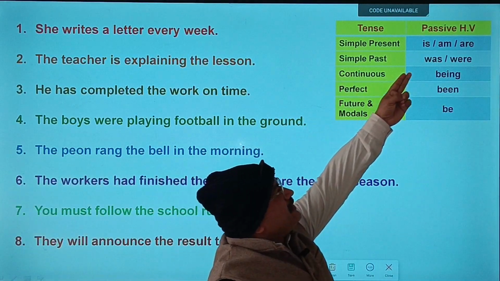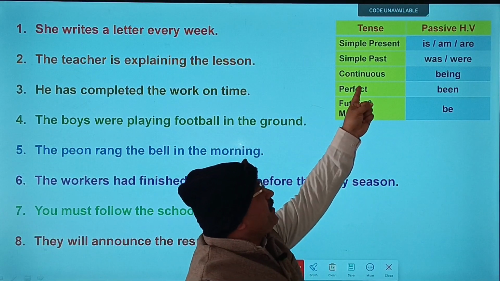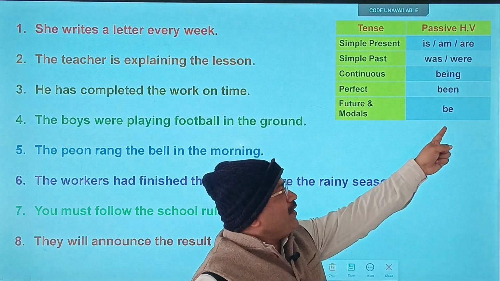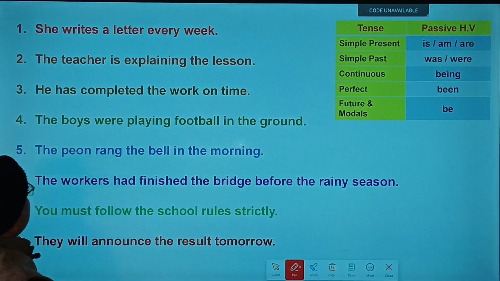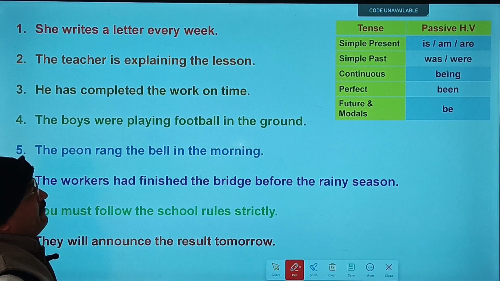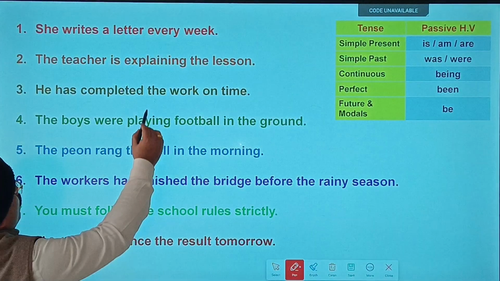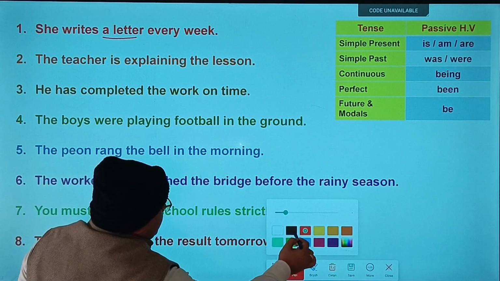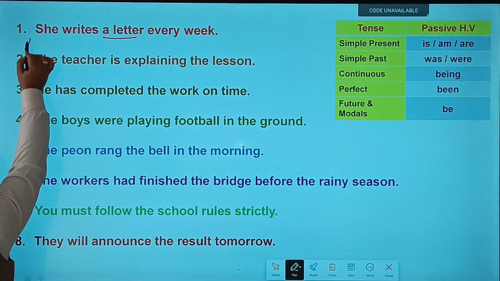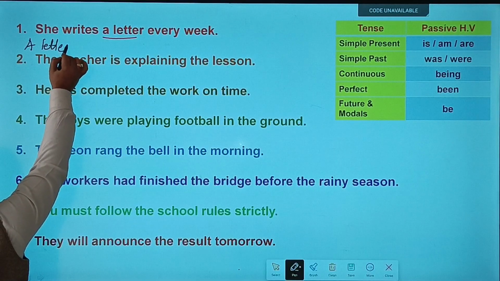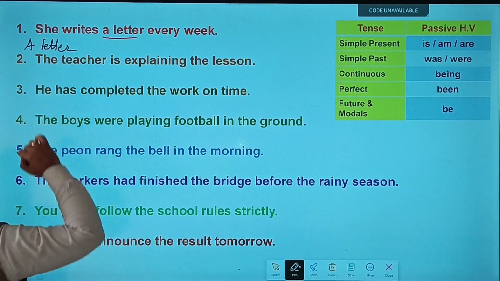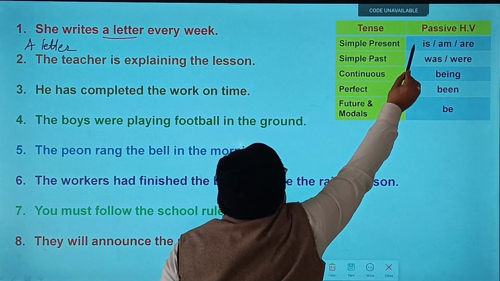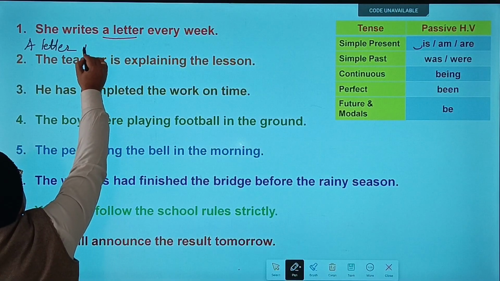Now let us apply the rules that we have discussed on sentences. For revision: simple present is is, am, are; simple past was, were; continuous will use being; perfect, been; and future and modals, what? Be. Let us start. She writes a letter every week. What is the object here? A letter. The object came at the subject's place: a letter. Now the be verb, simple present tense. Simple present, what? Is, am, are. So, a letter is.